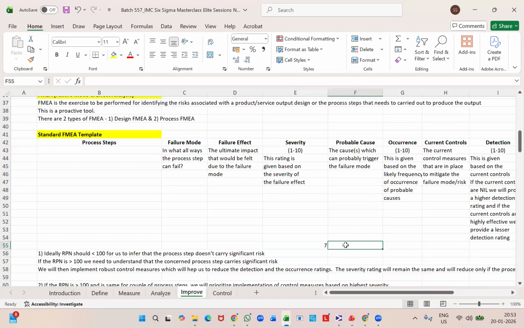Now, what could be the probable cause as to why the pizza can get overheated or underheated? The probable cause for this risk could be non-maintenance of the oven. If the oven is not maintained properly, if the oven is not subjected to preventive maintenance as per the scheduled date and time, this kind of a risk can become a reality. So the probable cause could be non-maintenance of the oven.